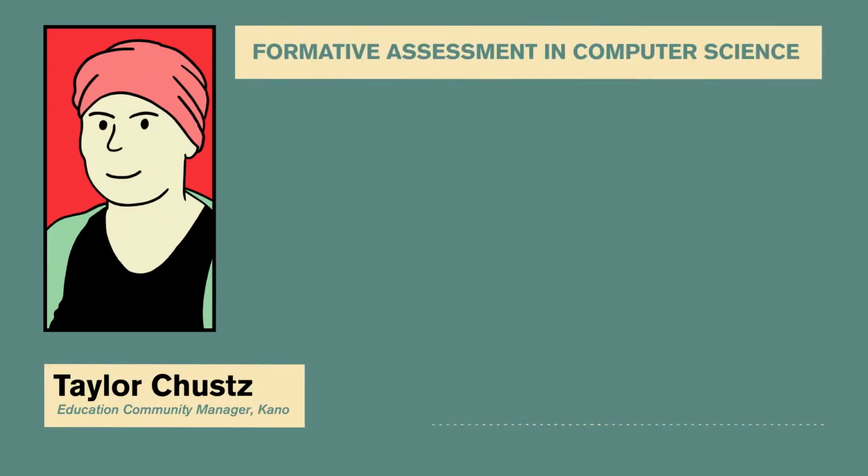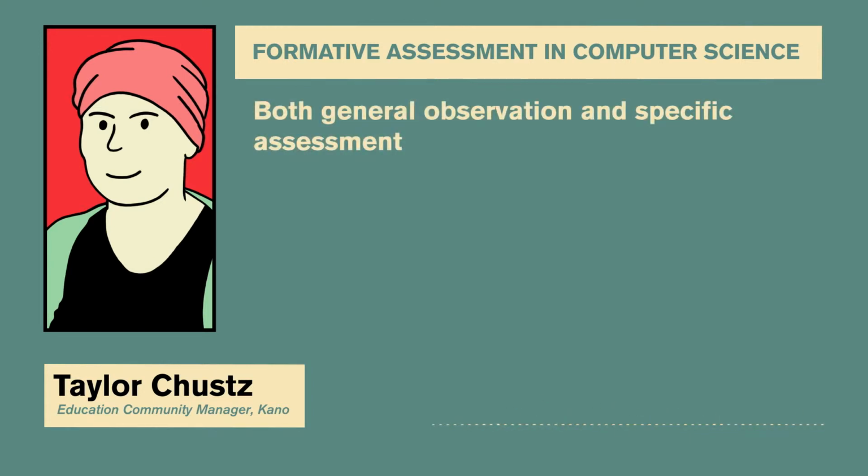So, what's the best approach to formative assessment in computer science? When you're looking to assess your students and see what kind of knowledge they've acquired, you want to do equal parts observation and assessment, observing the progress your learners are making, and you want to create a very clear development plan for them to see how they'll progress through the year.